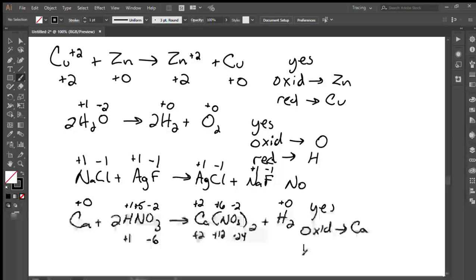Okay, reduced. Hydrogen went from a +1 to a 0. It had to gain electrons to do that, so hydrogen was reduced. Nitrogen went from a +5 to a +6. It actually had to lose electrons to do that, so nitrogen is oxidized. Oxygen stayed the same, nothing happened. So this is a redox. Calcium and nitrogen were oxidized, hydrogen was reduced.